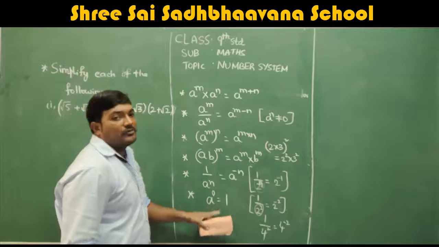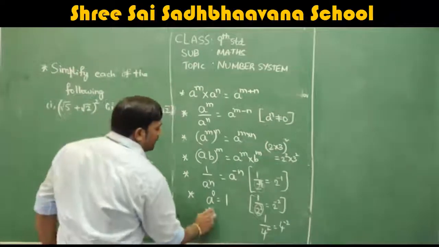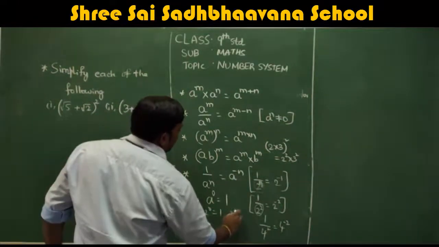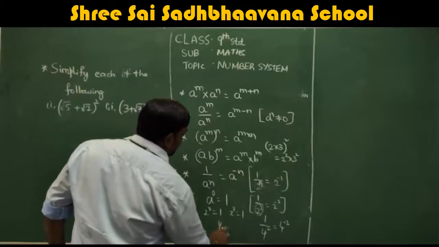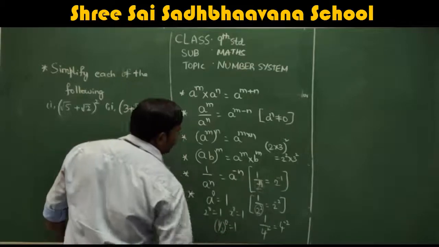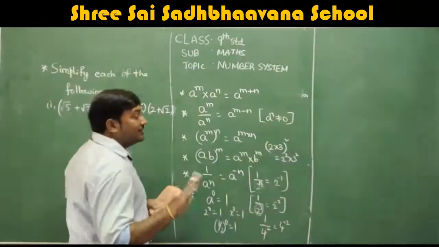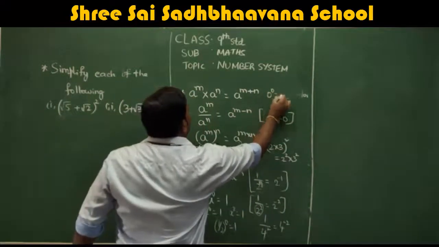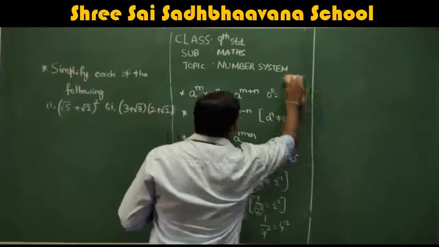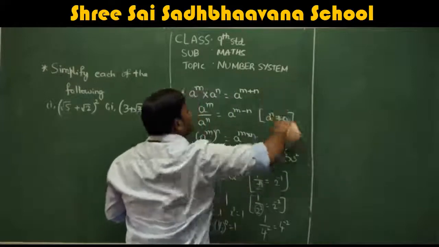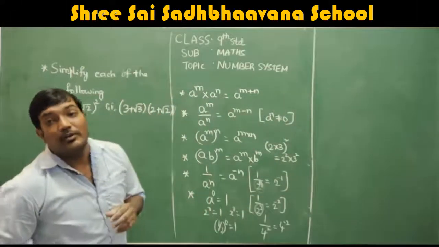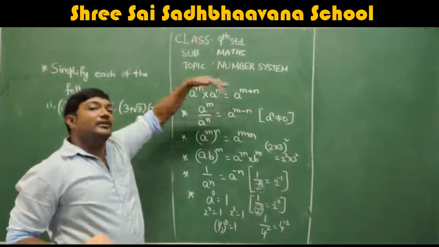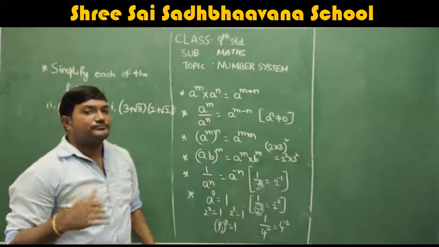Similarly, a power 0. Not only a power 0, for example, a can be anything. 2 power 0, x power 0 is 1, and 1 by 2 whole power 0 also 1. Anything power 0 is 1, except 0 power 0. Okay? Don't get confused with 0 power 0, and don't say 0 power 0 is also 1. 0 power 0 is considered as an indeterminate value, which you are going to study in your higher levels.